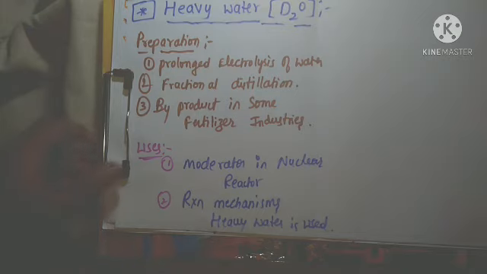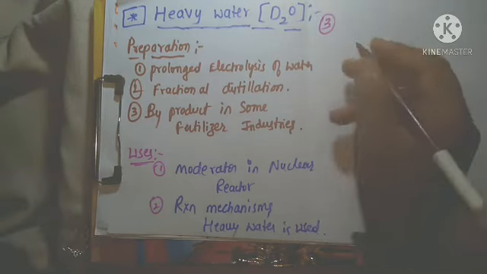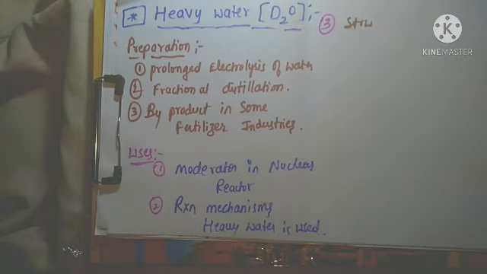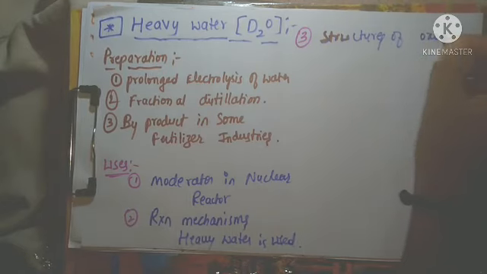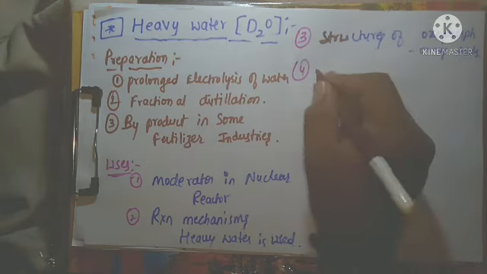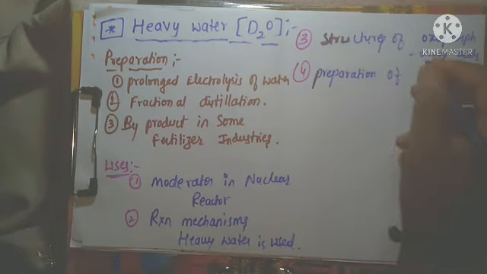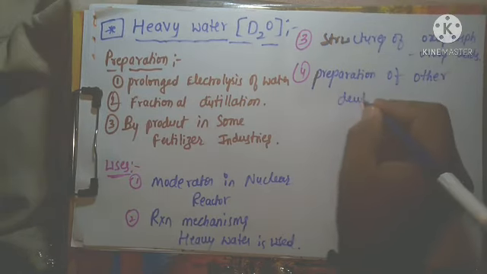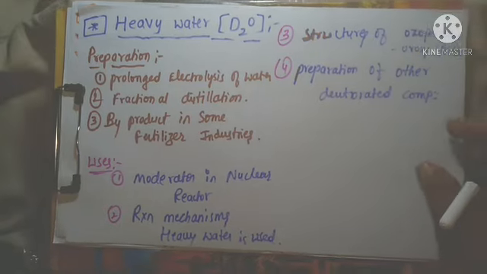Third one is for studying the structures, same for studying the structures of oxophosphorus acids. Again, we are going to use this one only. Next, heavy water D2O is also used for the preparation of other deuterated compounds. Other deuterated compounds means by using the heavy water, that is D2O, you can prepare the other deuterated compounds.